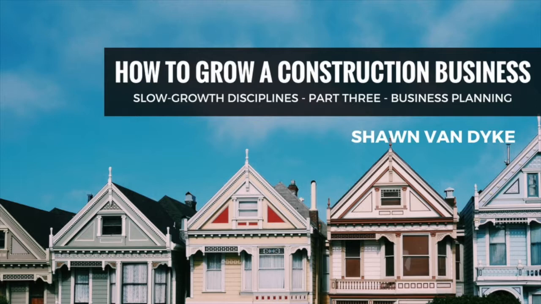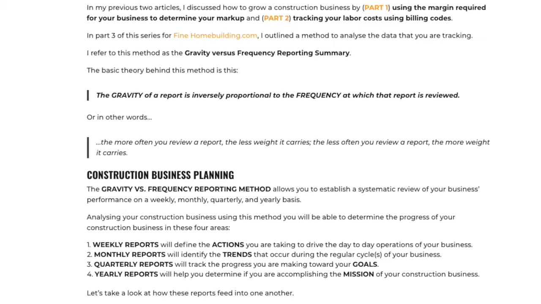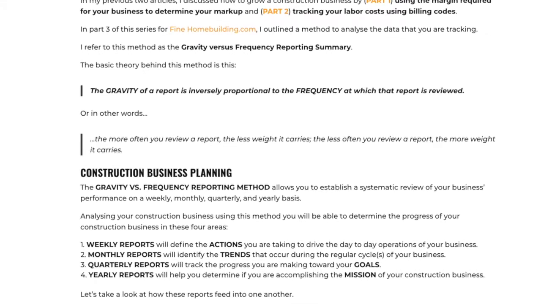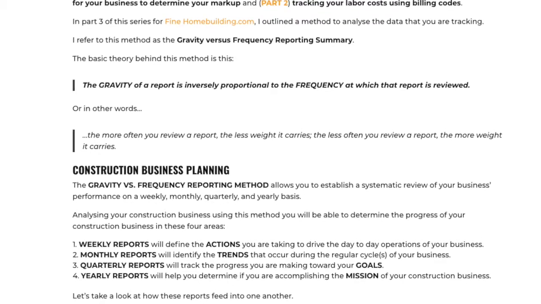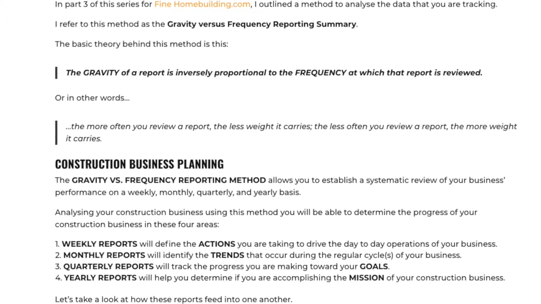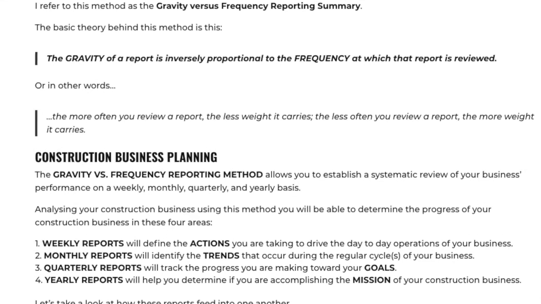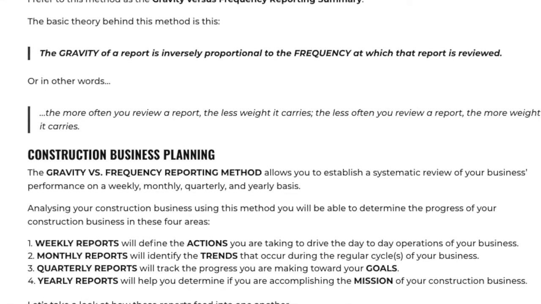But in part 3 of this series for FineHomeBuilding.com, I outlined a method to analyze the data that you're tracking. Now, I refer to this method as the gravity versus frequency reporting summary. And the basic theory behind this method is this: the gravity of a report is inversely proportional to the frequency at which that report is reviewed. Now, I know that might seem a little bit confusing, but in other words, what I'm trying to say here is the more often you review a report, the less weight or gravity it carries. And the less often you review a report, the more weight it carries.